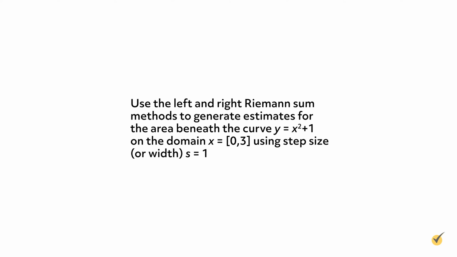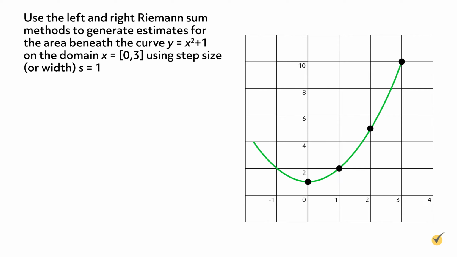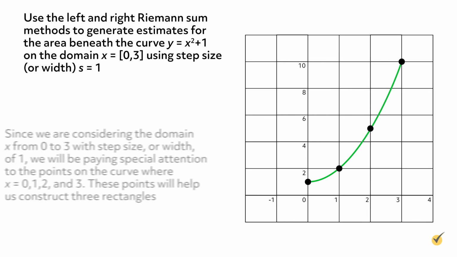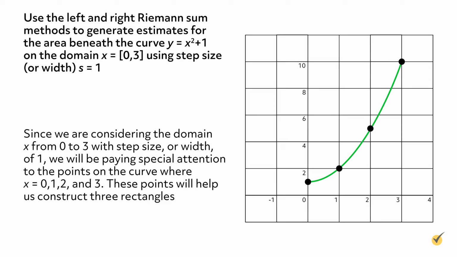Use the left and right Riemann sum methods to generate estimates for the area beneath the curve y equals x squared plus 1 on the domain x from 0 to 3, using a step size or width of s equals 1. Our curve y equals x squared plus 1 looks like this on a graph. Since we are considering the domain x from 0 to 3 with step size or width of 1, we will be paying special attention to the points on the curve where x equals 0, 1, 2, and 3. These points will help us construct 3 rectangles.